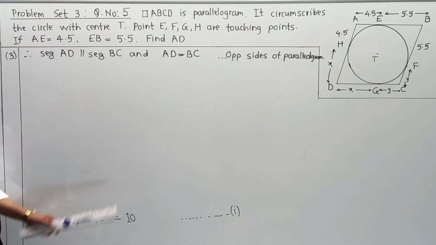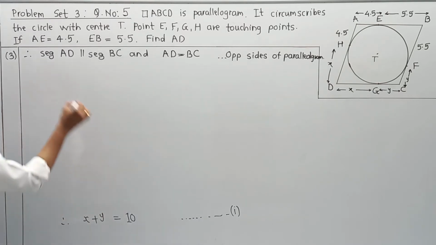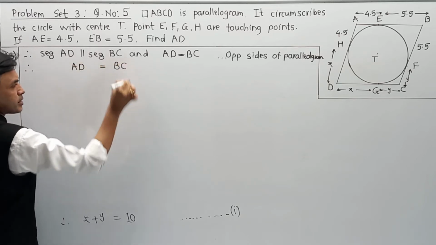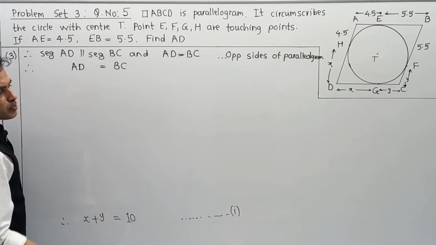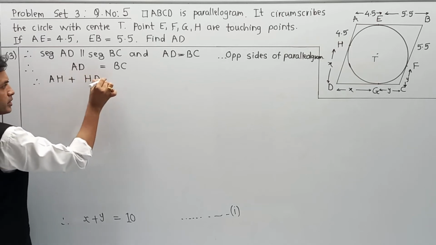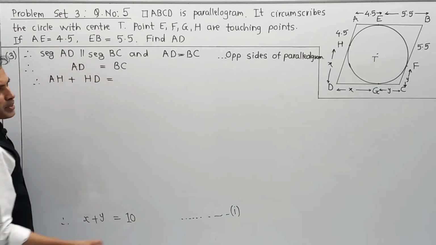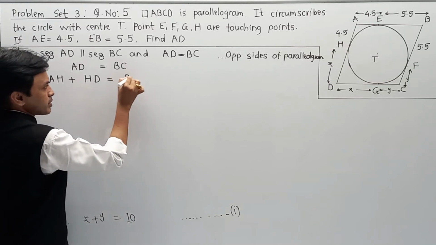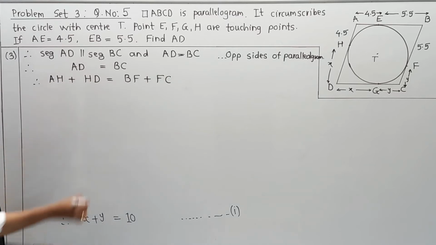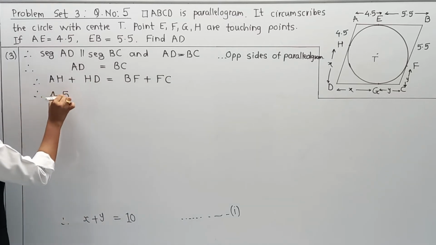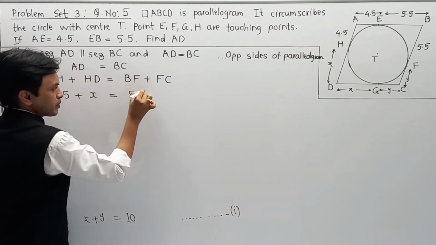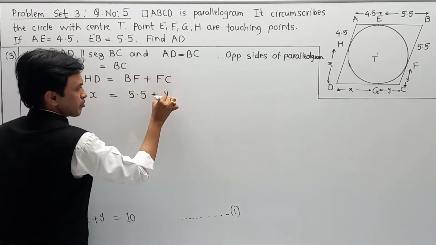Now coming to the part over here, as AD equal to BC, we can have AD equal to BC. So AD is nothing but AH plus HD is equal to BC. BC is nothing but BF plus FC. Then AH is nothing but 4.5, HD is nothing but X, is equal to BF is nothing but 5.5 and FC is nothing but Y.